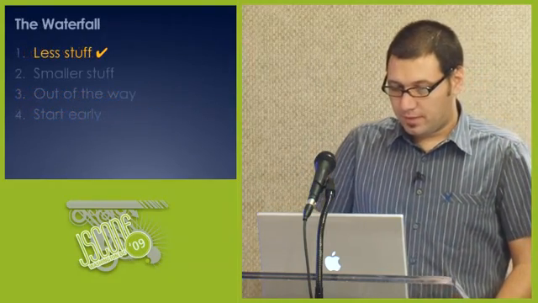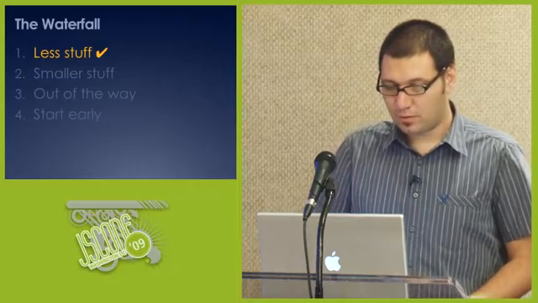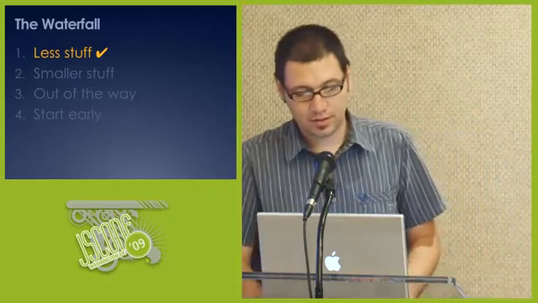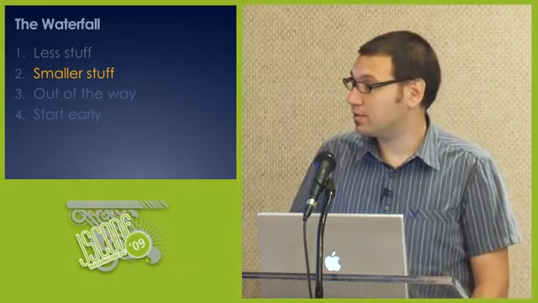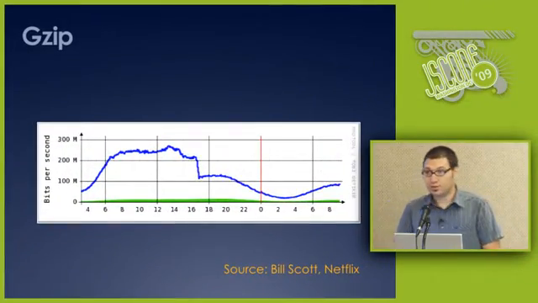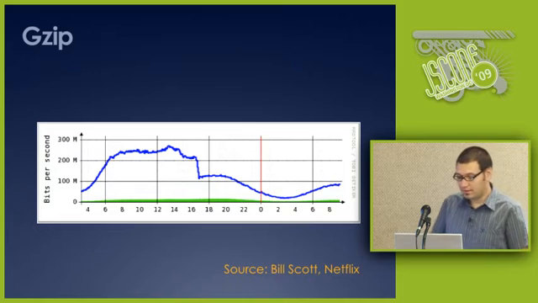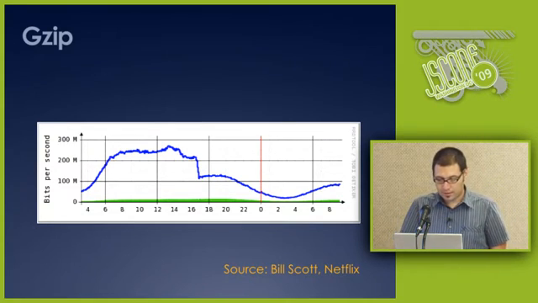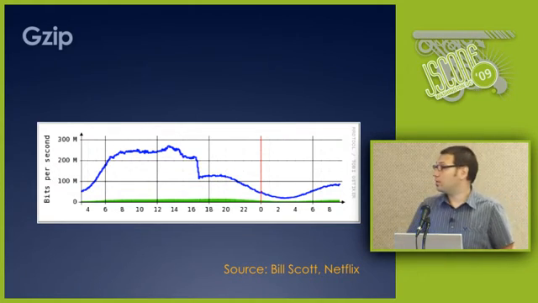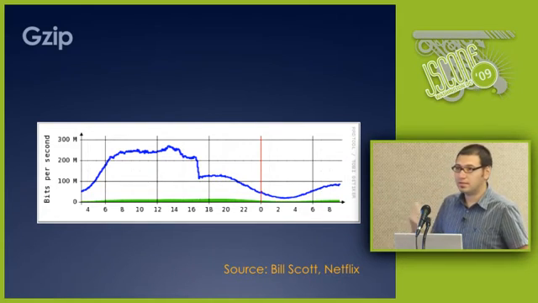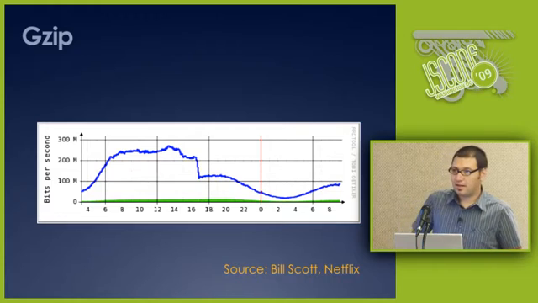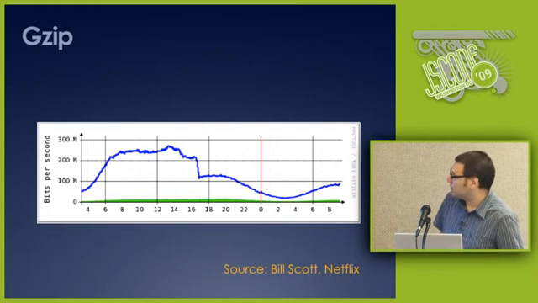So that about wraps it up for less stuff in the waterfall. Once you eventually settle for some stuff to have in the waterfall, your next task is to make those as small as possible. And the single most important thing is to gzip, right? Always make sure that you're sending gzip content. This is a graph shared by Bill Scott of Netflix. They were not gzipping their static components, and this drop here is the day they turned on gzipping. Basically they saw more or less 50% less traffic with a single improvement.